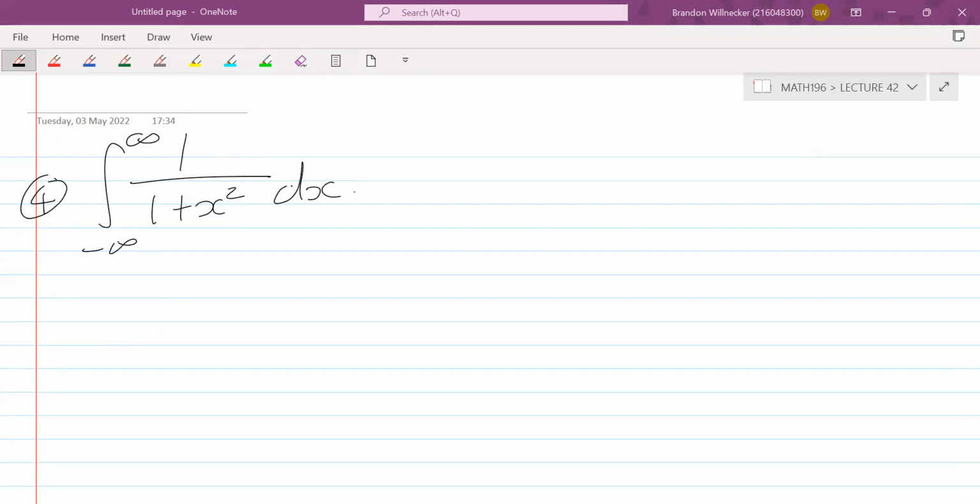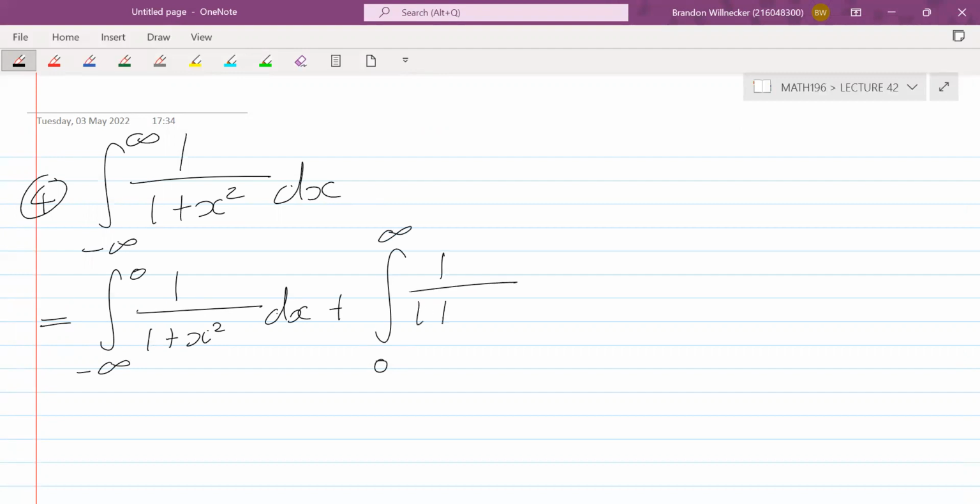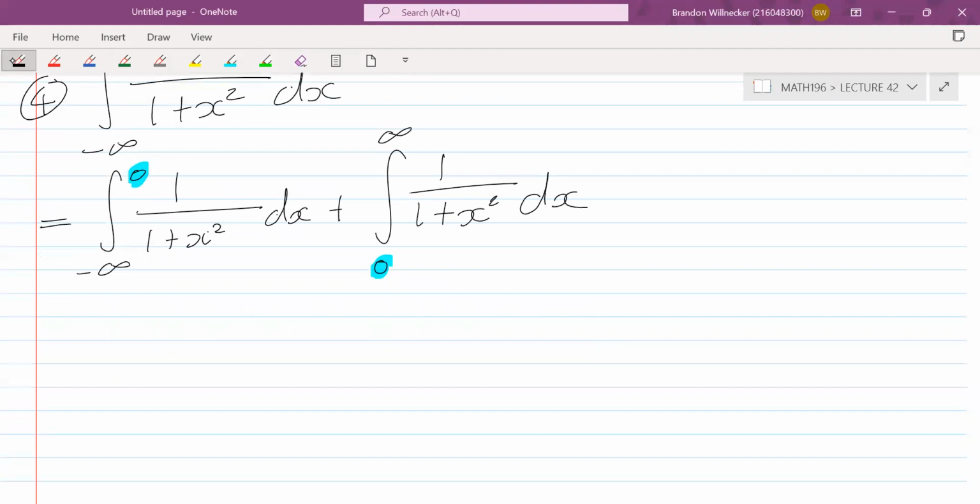Remember what I said, if you have something like this, we split it up into 2 parts. So we can write this as the integral from minus infinity to 0 of 1 over 1 plus x squared, plus the integral from 0 to infinity of 1 over 1 plus x squared. Now, choosing 0 is a bit arbitrary. You can choose whatever you like. I just chose 0 because that's kind of in the middle, but you're free to choose that.